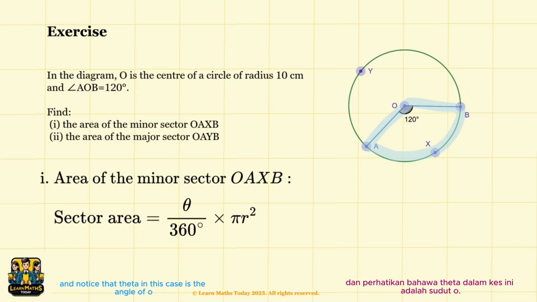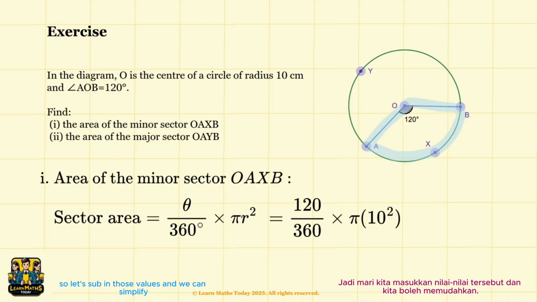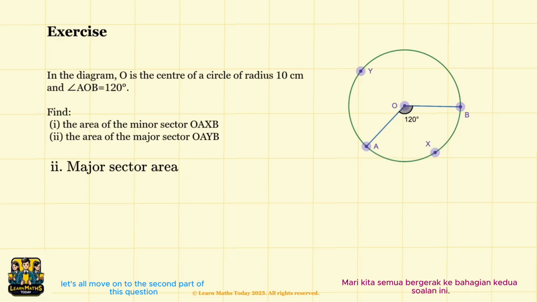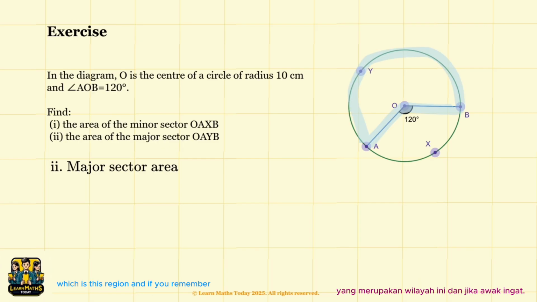And notice that theta in this case is the angle of OAXB, which is 120 degrees. And the radius is 10 centimeters. So let's sub in those values and we can simplify to this. Now let's move on to the second part of this question, which is to find the area of the major sector OAYB, which is this region.